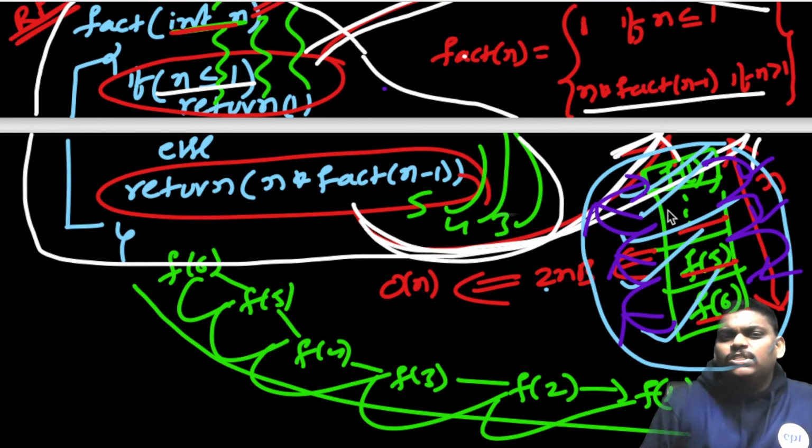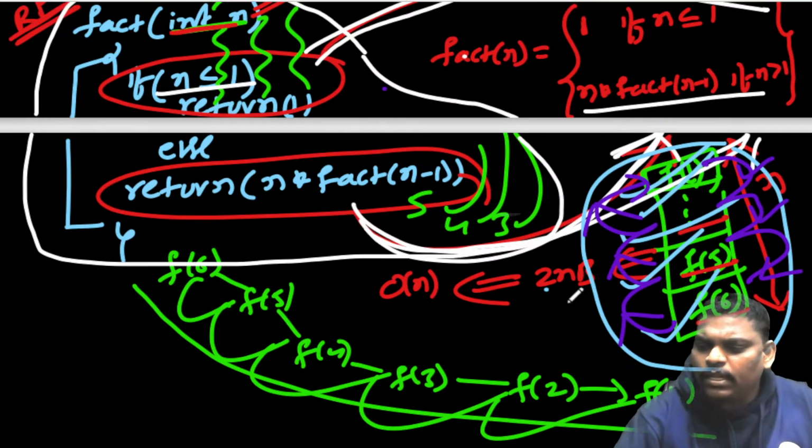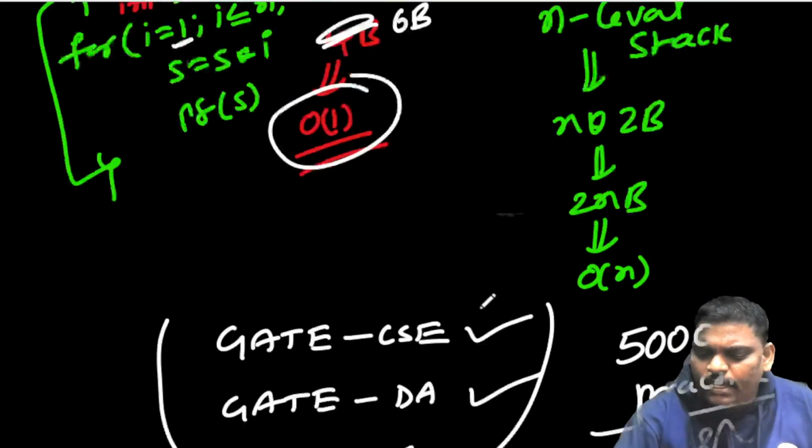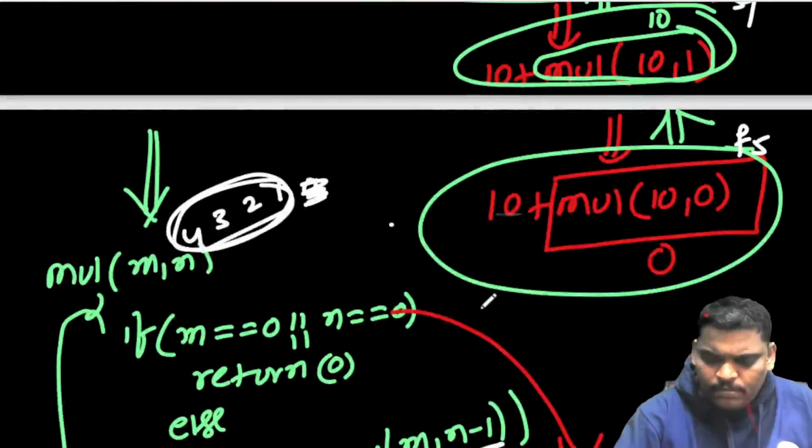If you keep them in multiple stacks, you are unnecessarily wasting so many stacks. Only one stack we are using. One recursive program is running, one stack is enough. Right? Perfect. I'm thinking you are really comfortable.